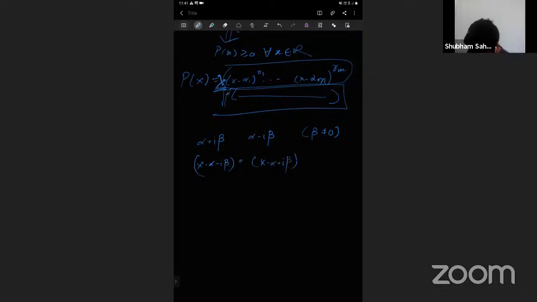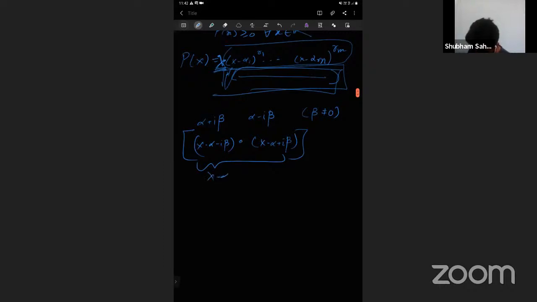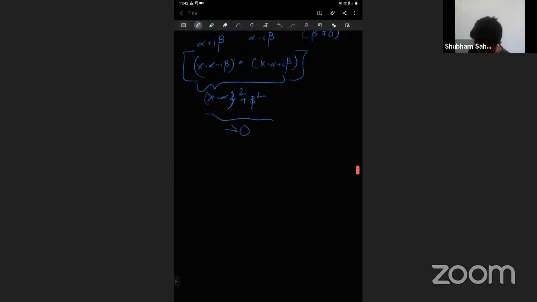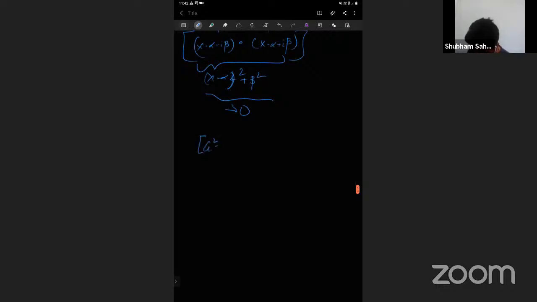So this particular thing will be products of units like these. Now this is just (x minus alpha) squared plus beta squared. This is positive, and also you have this particular identity. This identity comes in handy a lot. Nice thing to see.